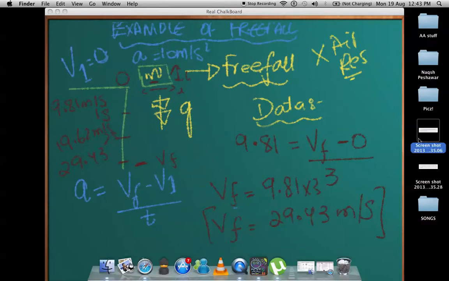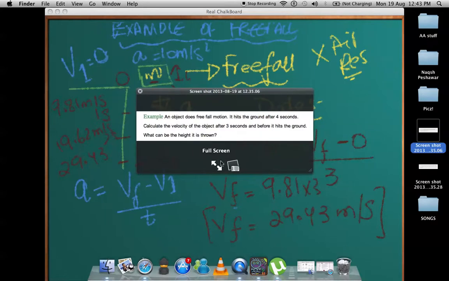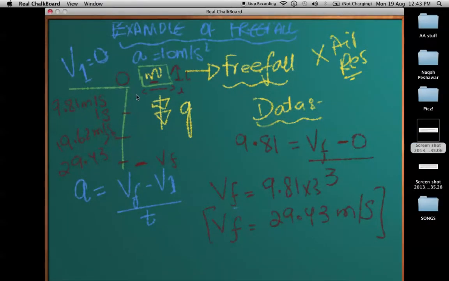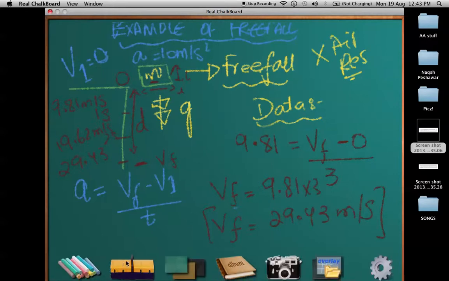Now there's a second part to this which says, what can be the height it is thrown from? Now we have to find out the height it is thrown from, which is this height, or this distance that it has covered in these 3 seconds. So we know of a very good formula that we have been doing earlier.